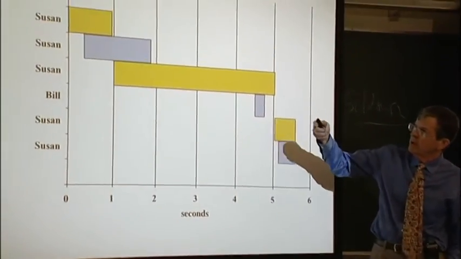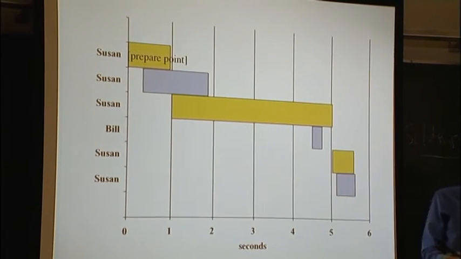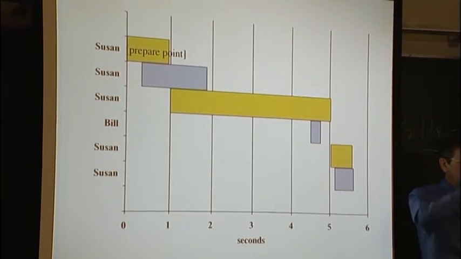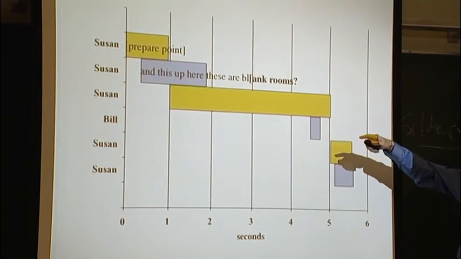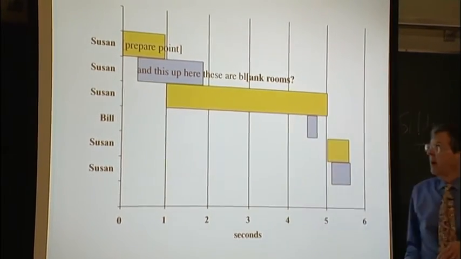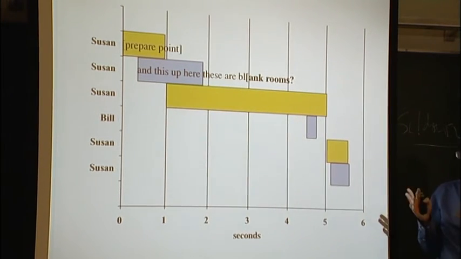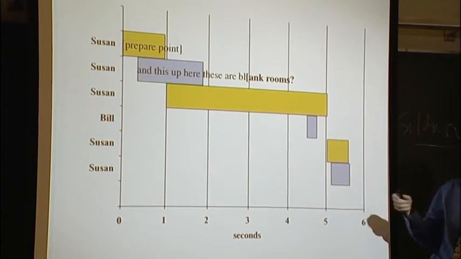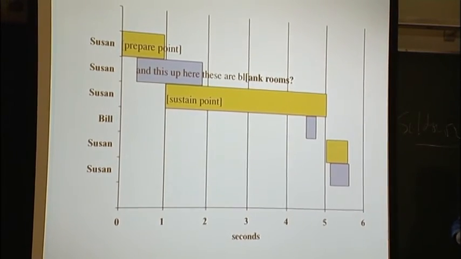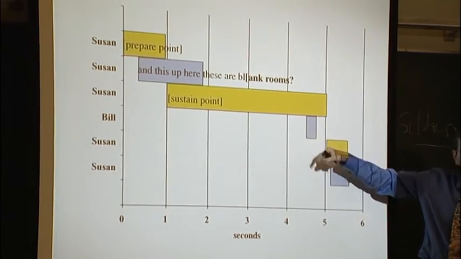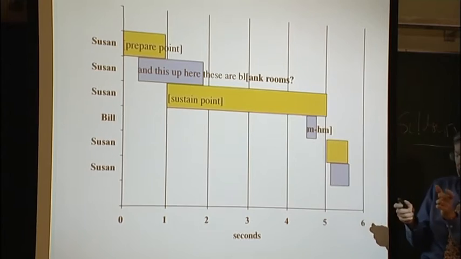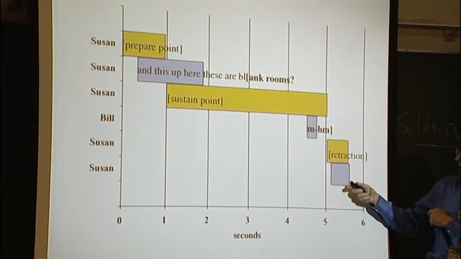So the woman up here prepares her point. Actually, she does it before she starts her utterance. So you can see her already preparing her arm to do the pointing. And then she says, and this up here, these are blank rooms. The pointing actually starts right at the middle of the word blank. And so what I have here in boldface is the time that is covered by that. It starts over here, and she sustains it for four seconds. But he comes along and at some point says, mm-hmm. And then she lifts up her finger half a second later, and she retracts it, and then goes on and says, so.